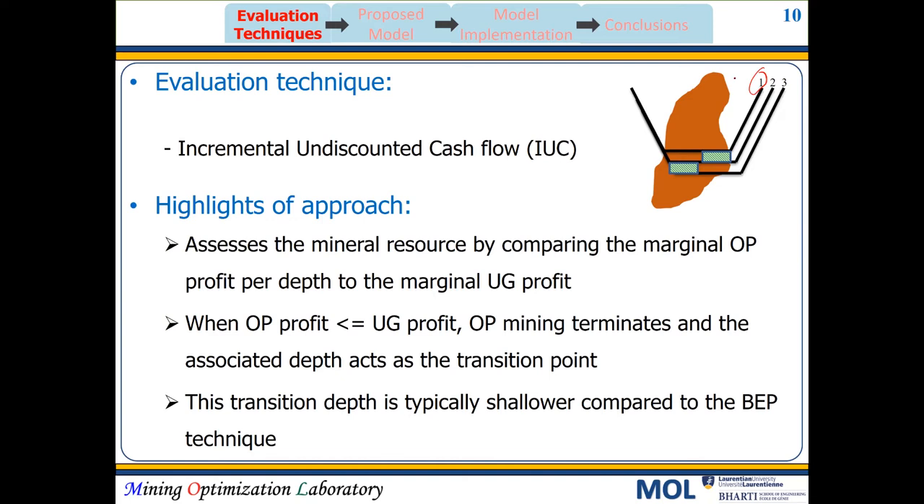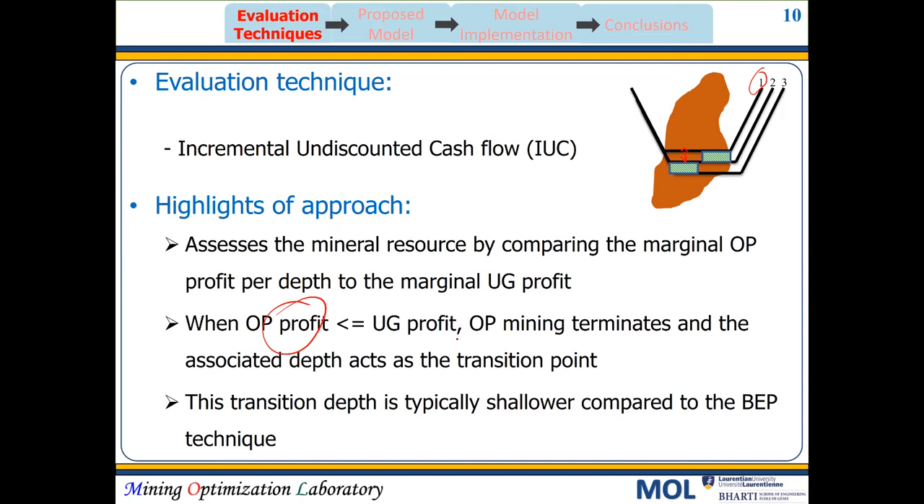So if you are to move from pit one to pit two by increasing the depth of pit one, how much profit are you making by this additional increment in depth to move it to pit two? Okay. And once you calculate this profit increment in depth for pit one, you can then compare the same profit that you can make when you use underground method to extract this particular depth. Okay. So when the open pit profit is less or equal to the underground profit, then of course you want to terminate the open pit and then transition to underground mining.